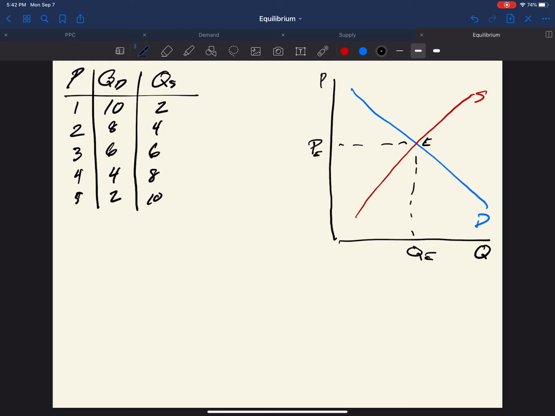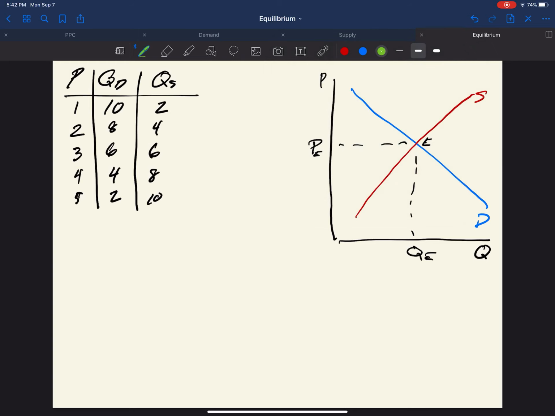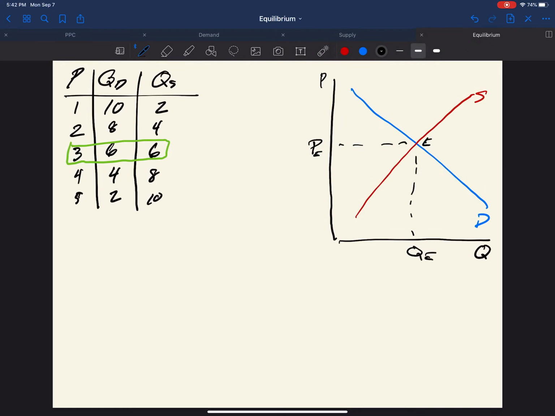If you had to choose something on the table to be equilibrium, what would that necessarily be? Well, if you chose $3, that's correct. Okay, so let's go ahead and erase. This is equilibrium price. This is equilibrium quantity. And this, of course, is equilibrium.